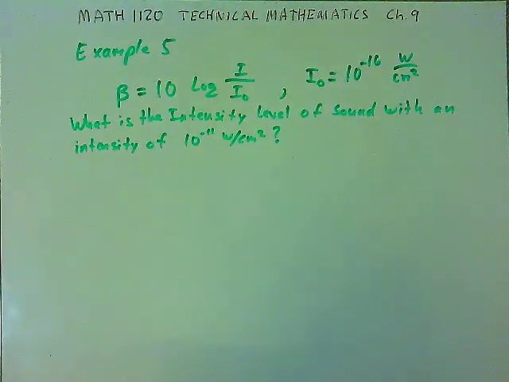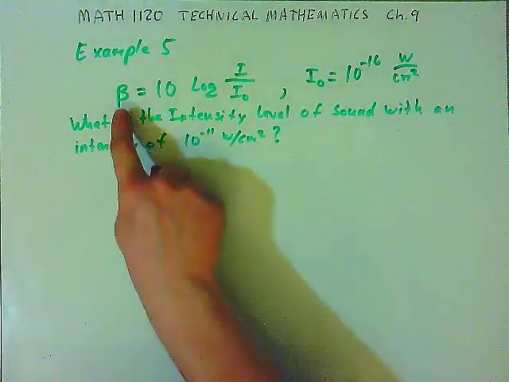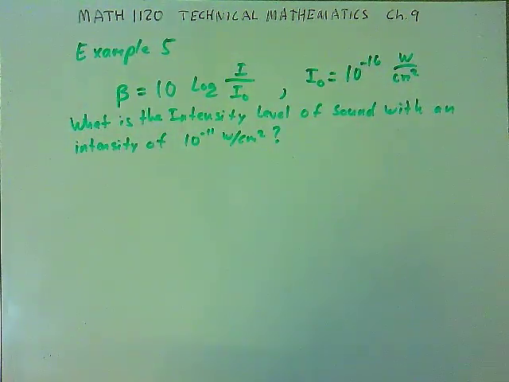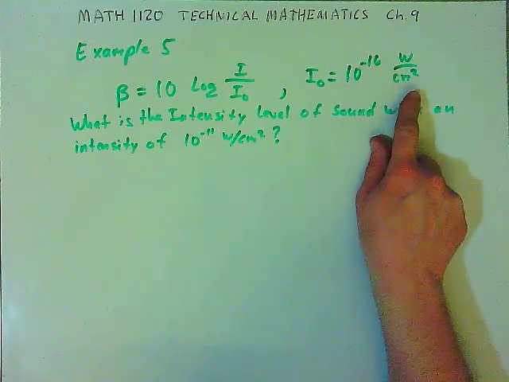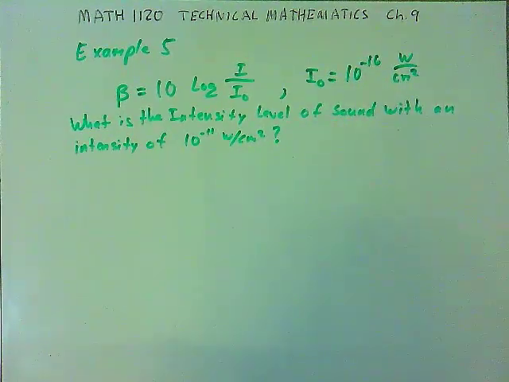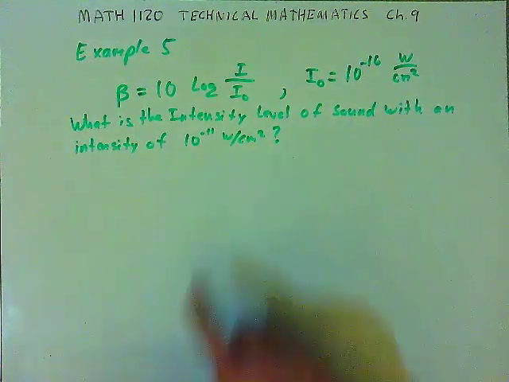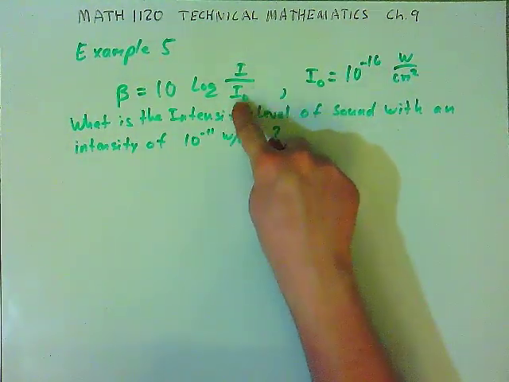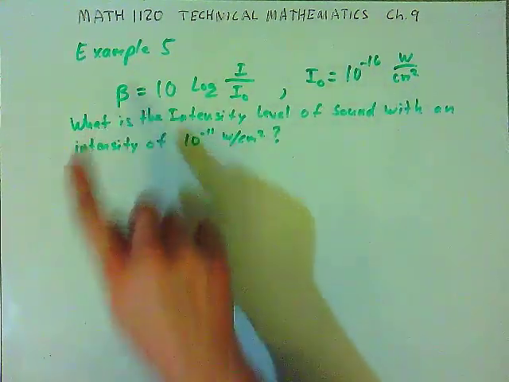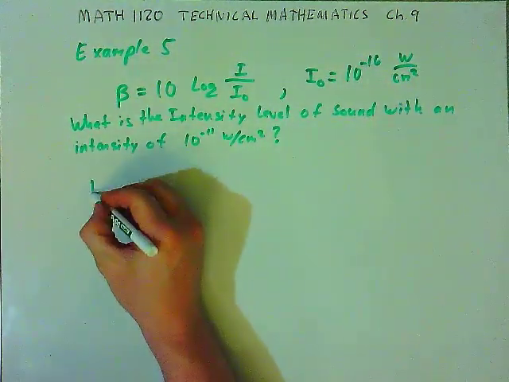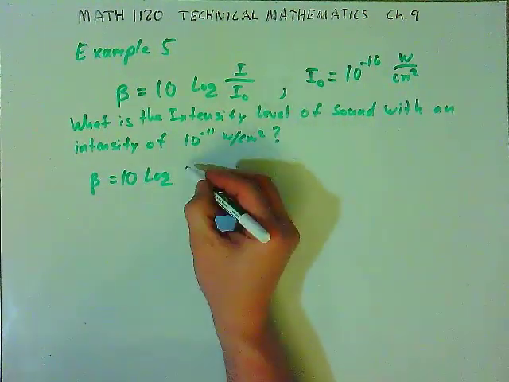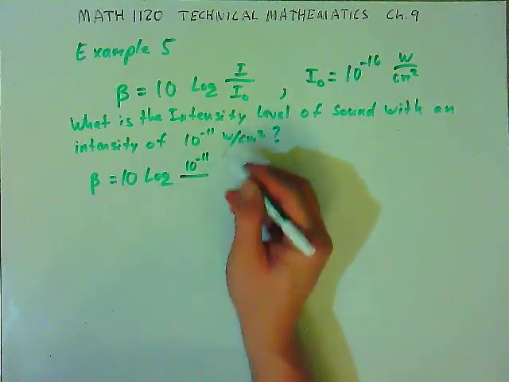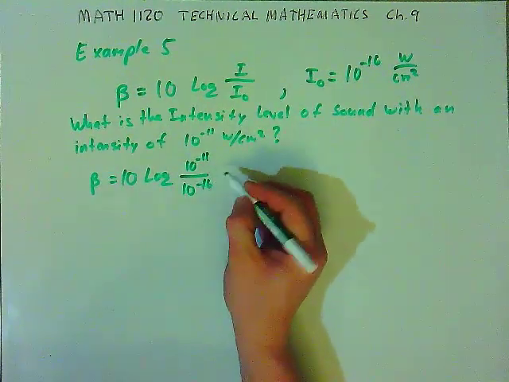This is example 5. It says that the intensity level of sound, which is beta, is defined as being equal to 10 times the logarithm of I over I0. I0 is a constant. It's always 10 to the negative 16th power. That's watts per centimeter squared. And it says, what is the intensity level of sound with an intensity of 10 to the negative 11th? And so this is the value we're going to plug in for I. I0 will be this constant value, and we will calculate beta. And so beta will be equal to 10 times the logarithm of I, which is 10 to the negative 11th, divided by I0, which is 10 to the negative 16th.